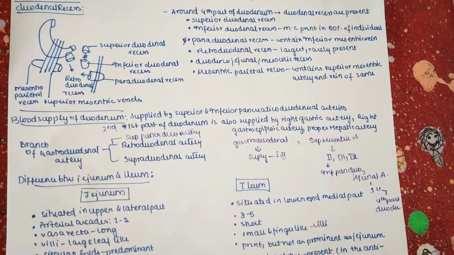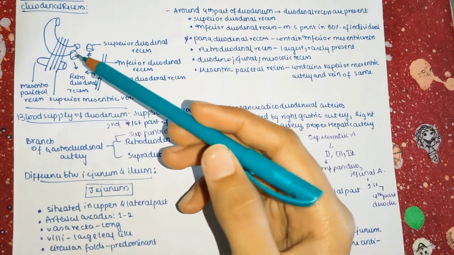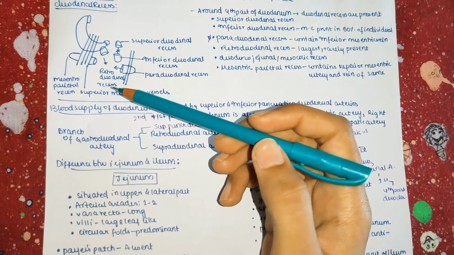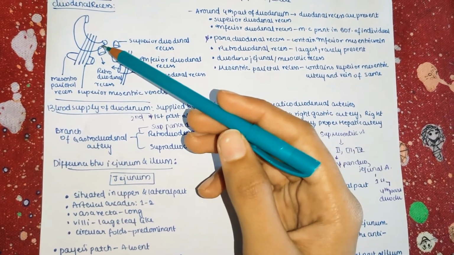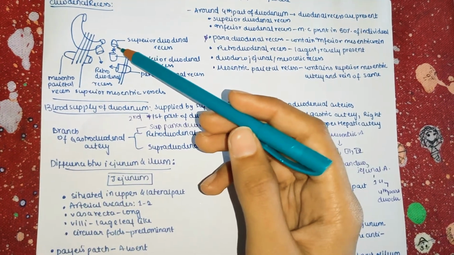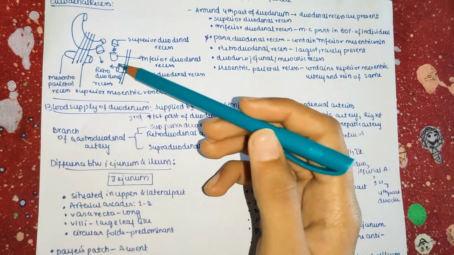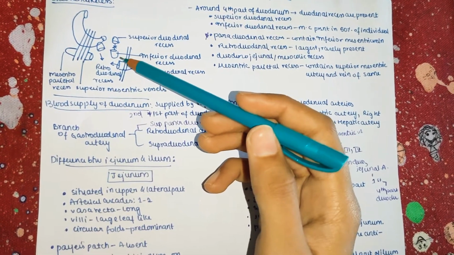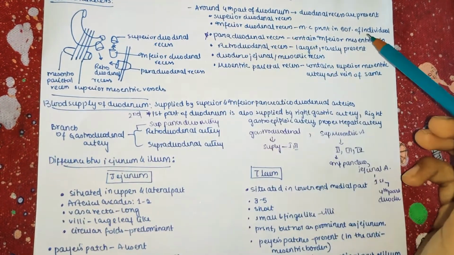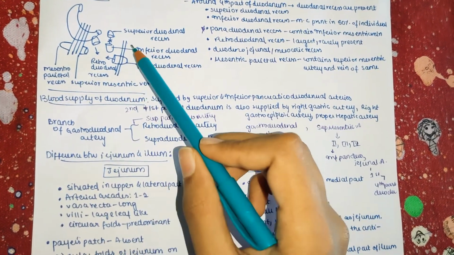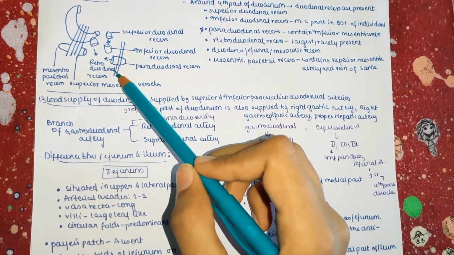Now coming to the duodenal recesses, or you can say duodenal spaces. Around the fourth part of the duodenum, there is a duodenal recess called the superior duodenal recess. And you also have an inferior duodenal recess, which is the most common and is present in 50% of individuals. Next, the paraduodenal recess contains the inferior mesenteric vein.